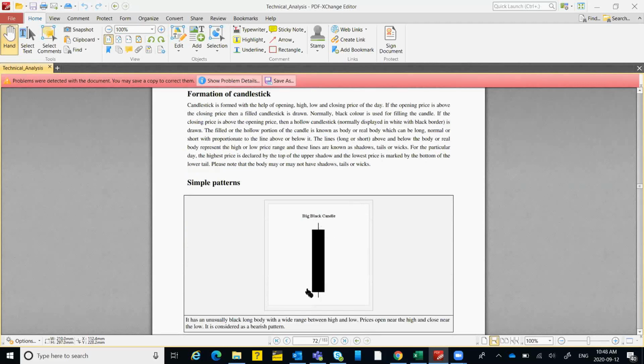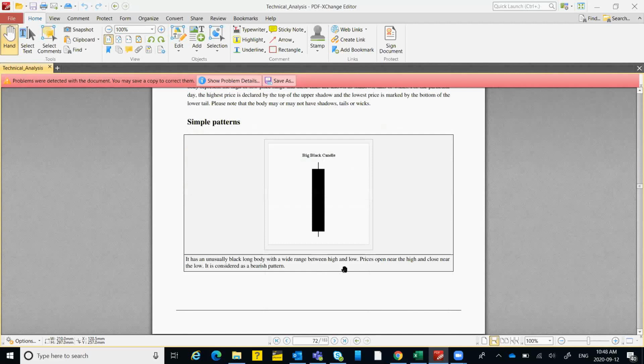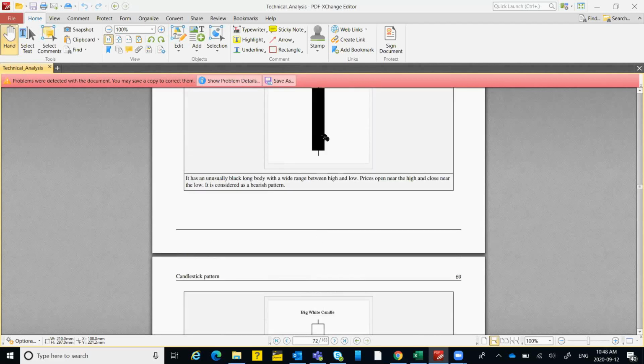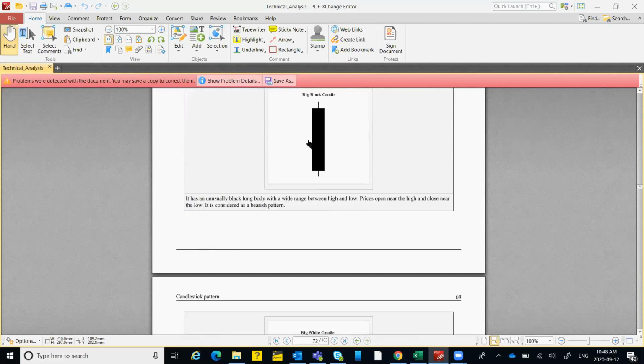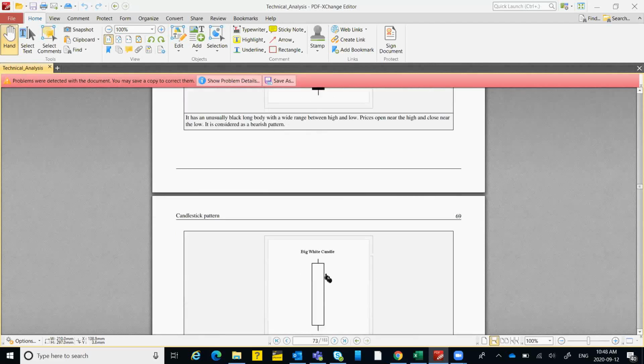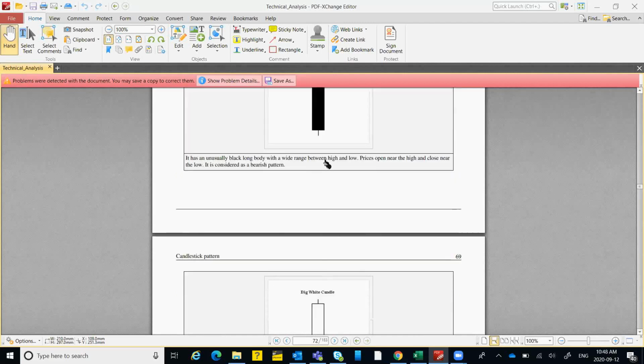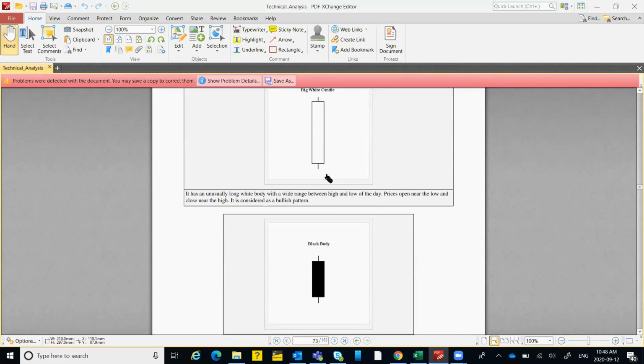You call it a body and an upper wick and a lower wick, and this is a big black candle. Black here means a red candle, and white here means a green candle. Sometimes on some charts, you have an option to say red and green candle, or white and black candle. Black is red and white is green. So this is a big black candle, and a big white candle, which is a positive sign here. And a red candle is always a negative sign, reversals.